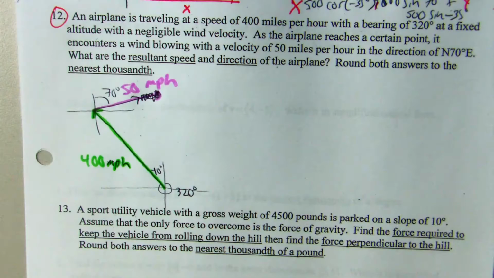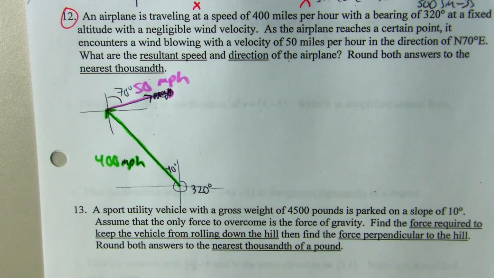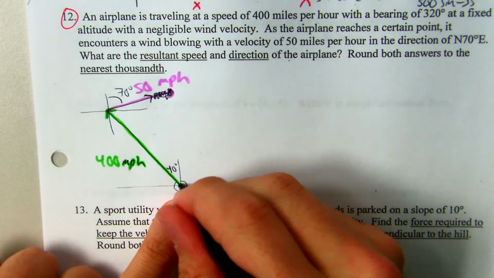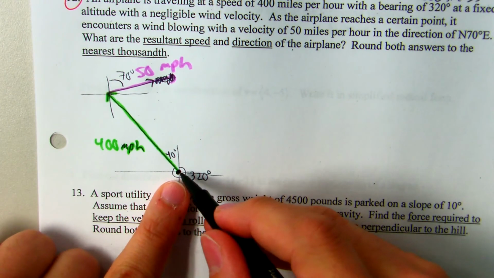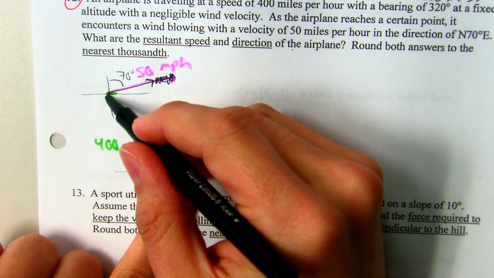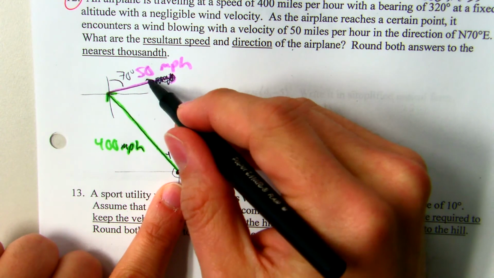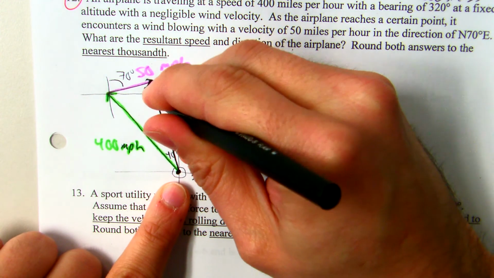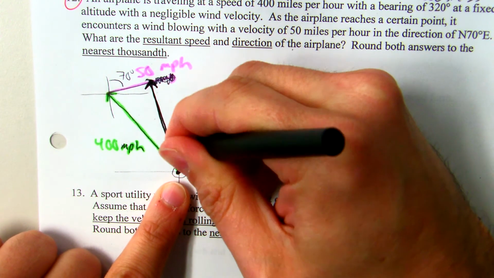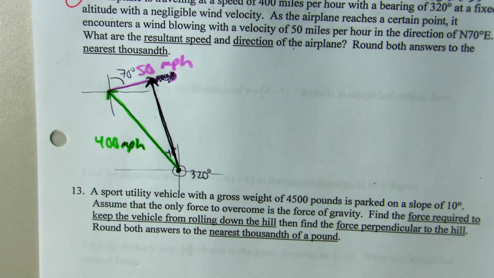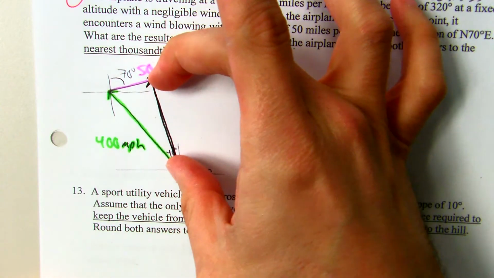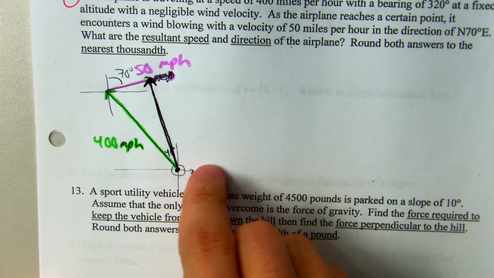I'm going to go ahead and show you. Okay, so this is where your airplane would be if you did nothing. This is where your airplane would be if there was no wind. And this is where your airplane ends up because there is wind. So this, which I put in black, is my resultant vector. Its magnitude is going to be the speed of the plane, and this angle is going to be the direction it's taking.